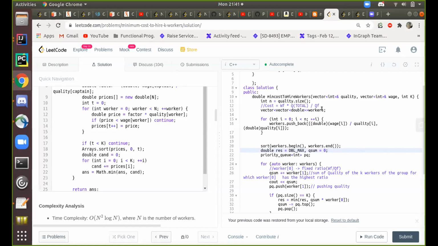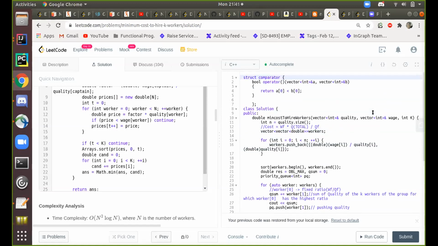So I've maintained this vector of vector, where, as you said, I'm keeping a pair, where the first is the ratio and the second is the quality. And then I sort this array. By default, if you sort this without a comparator, it sorts on the first element, right, on the ratio. But I have made this constructor like a comparator. I'm not using it anywhere. Okay.